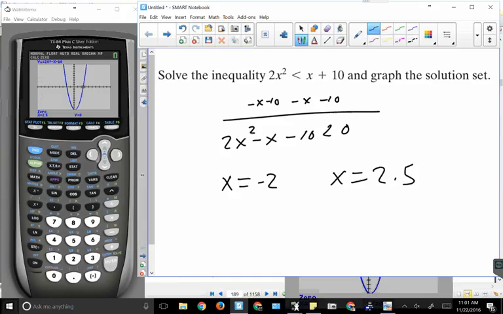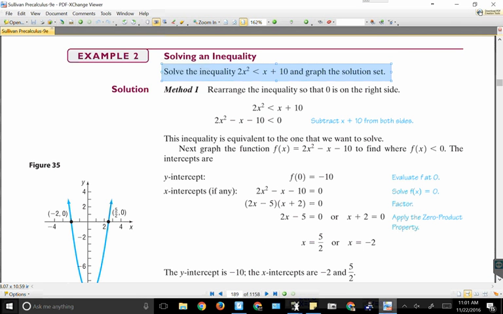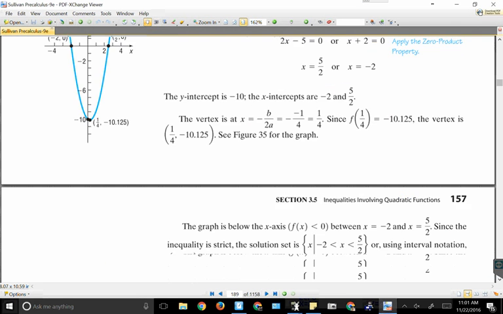So the question is asking, where is this inequality less than 0? Well, it would be between -2 and 2.5. If it was equality in there, then obviously we'd have brackets. Not that bad, is it? That's what it requires to deal with the inequalities.